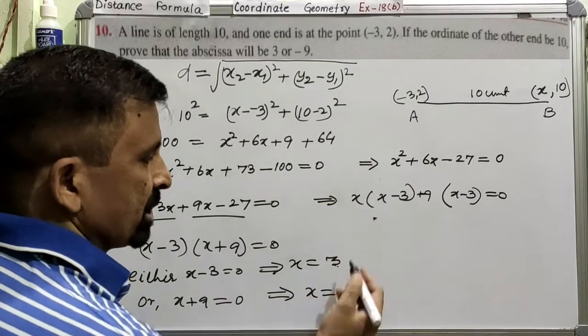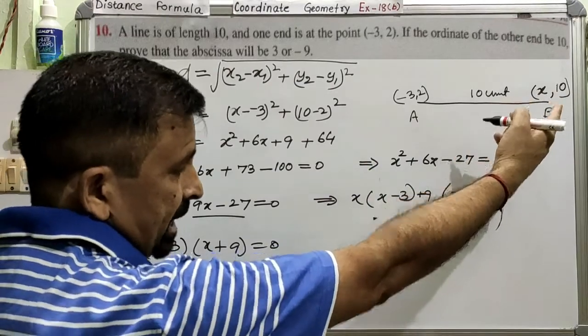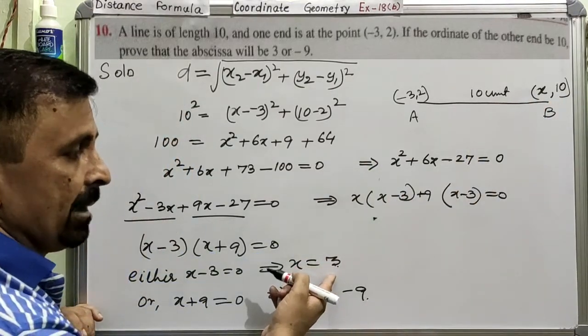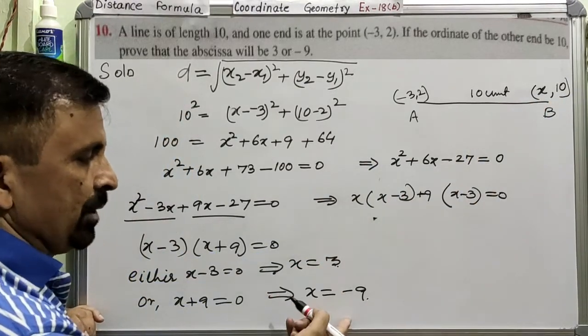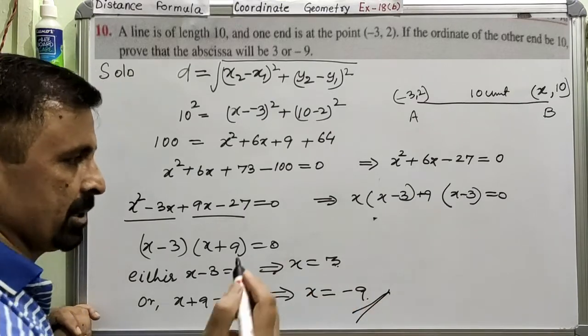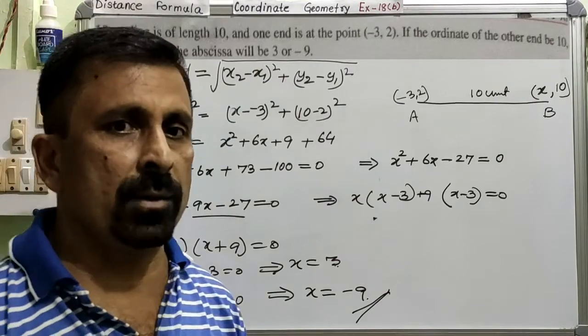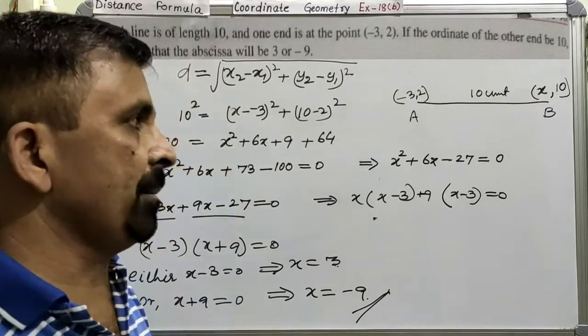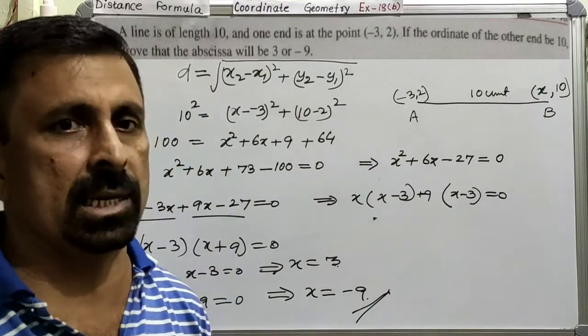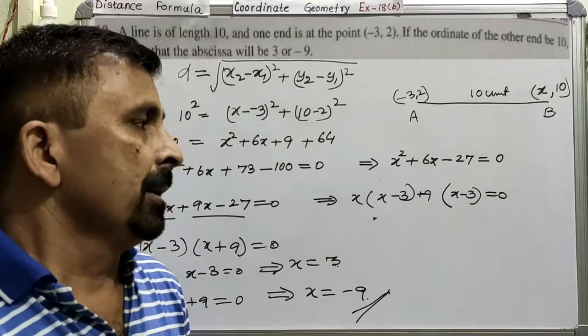So this was the question: to prove that if the ordinate is 10, then the value of x, the abscissa, is 3 or minus 9. So we got the result, and we can say we have achieved it. Am I very clear? So with this we are done with the distance formula. We did enough number of questions. Almost all the questions of this exercise we have touched, right?